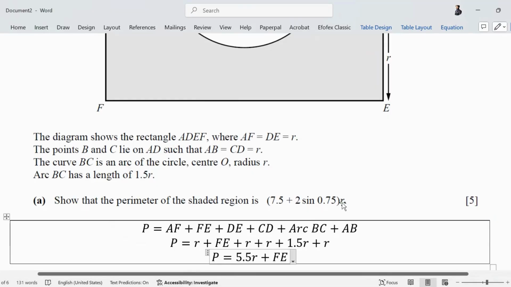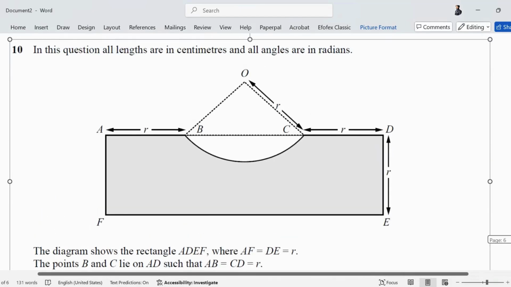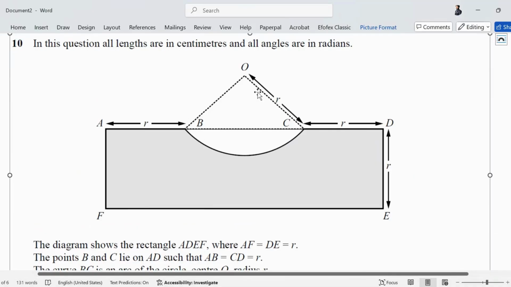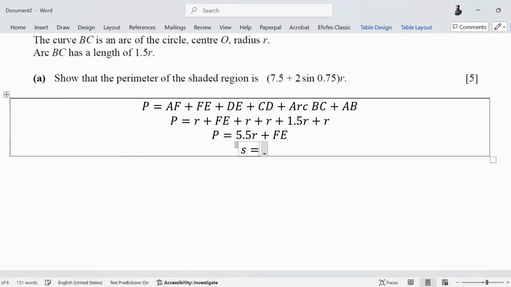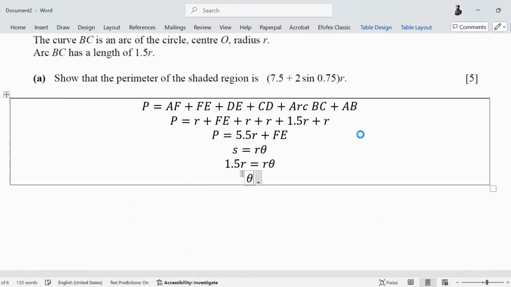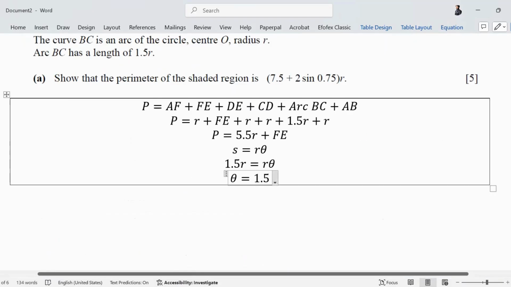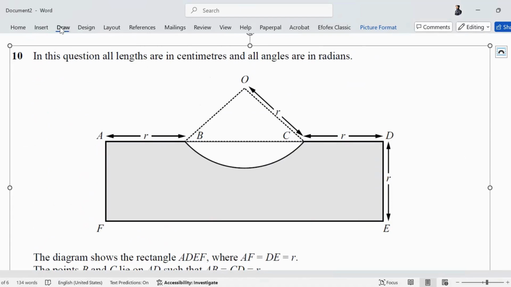And the question has given us a hint. What is the hint over here? Sine 0.75 is something that I will have to use. If I know the arc length and I know the radius, can I find the angle POC? S equals R theta. I know the arc length is 1.5 R, R is R, and theta is what I am finding. So theta is 1.5.